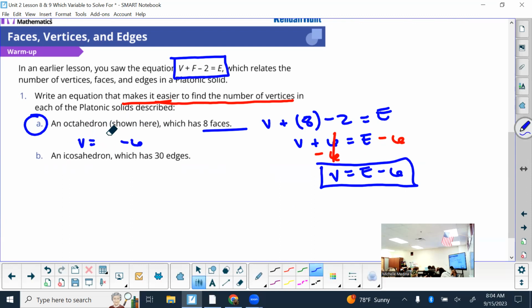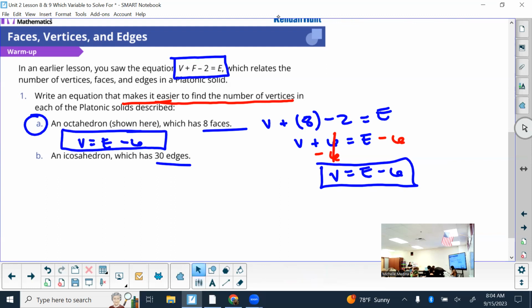We'll try the next one completely on your own. I don't even know how to say that word, but it has 30 edges. All right, I have these. Make an equation that makes it easier to find the number of vertices. Okay, table 9. Can you tell me, it provides me the fact that it has 30 edges, what do I do with that number? Plug it into the E.